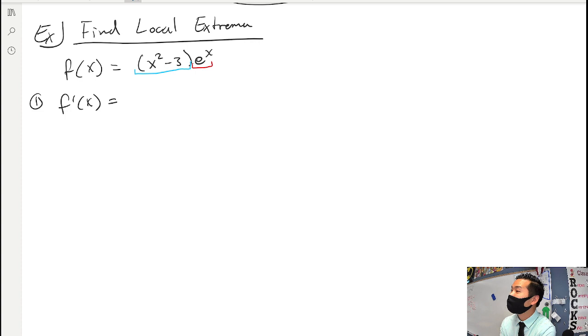Yeah, it's the derivative of the first times the second plus the derivative of the second times the first, or however you remember it, right? It's basically the derivative of both, but you've got to remember which one multiplies with which, right? I'm going to do it this way.